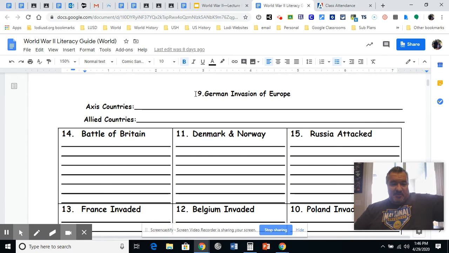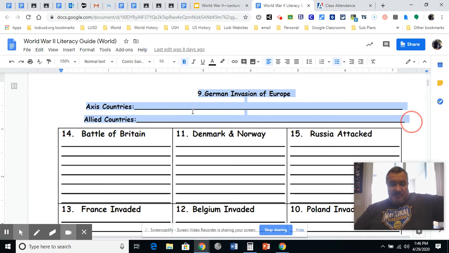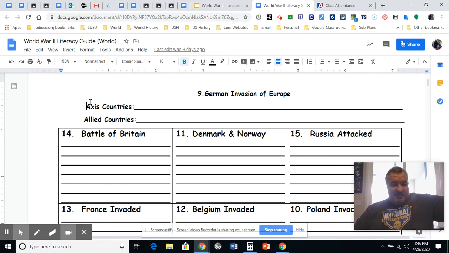I know this didn't look good. If you want to go back and change it like this, that'd be good. Have the Axis countries and the Allied countries listed. Sorry about that. That was just a digital issue. You might want to clean that up and go redo slide 9.